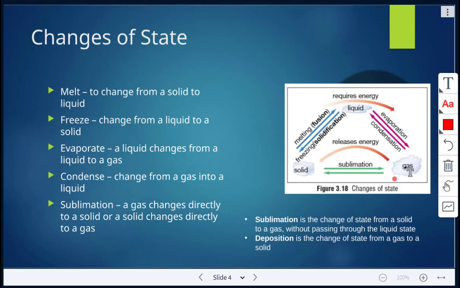Sublimation, in this diagram, is shown as when a gas changes directly to a solid or a solid changes directly to a gas. But there is another term that should be there, but it's not showing. There is a term called deposition, and that is the change of state from a gas directly to a solid. Sublimation is the term for a change of state from a solid to a gas. Both of those pass from solid to gas or gas to solid without going into the liquid phase.